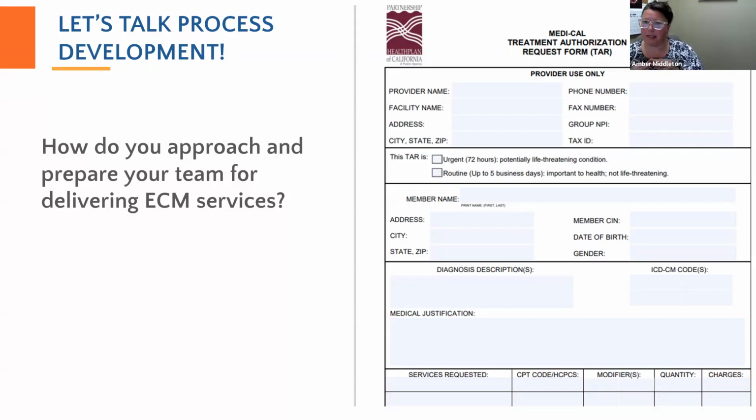And we spend so much time in ECM learning about the QIP and the RTF and the IoT that maybe we don't put as much thought into what this is actually going to look like when we start doing service delivery. So that's what I want to talk about for a minute.